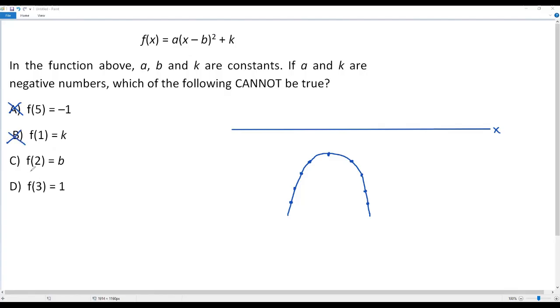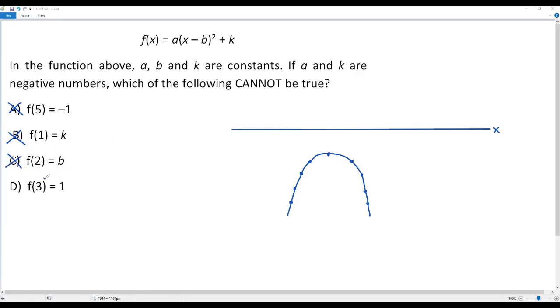Okay, now let's go to answer choice C. Here we have the value of y, and the value of y is b. Okay, in the given information, we don't have any information about the value of the constant b, whether it is positive or negative. So this one can be true if b is negative, because the value of y will be negative. In case b is positive, then this one cannot be true. Since we don't have any information about the value of b, we cannot decide whether this one can be true or cannot be true. So we can reject this one as well.